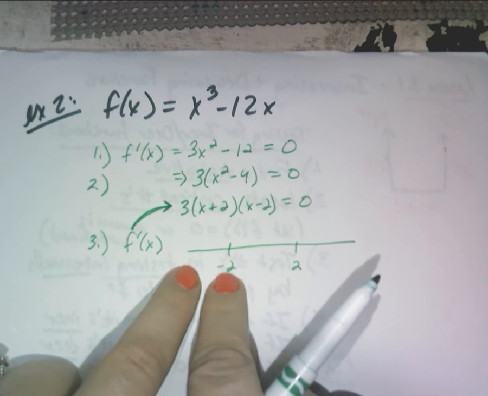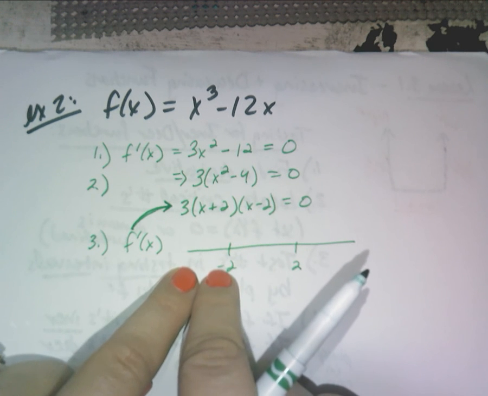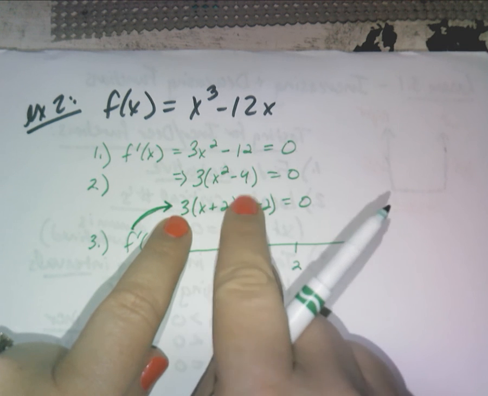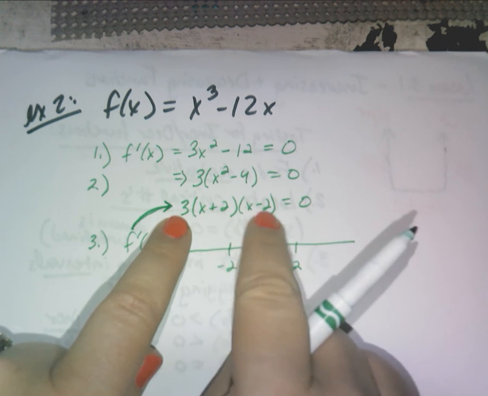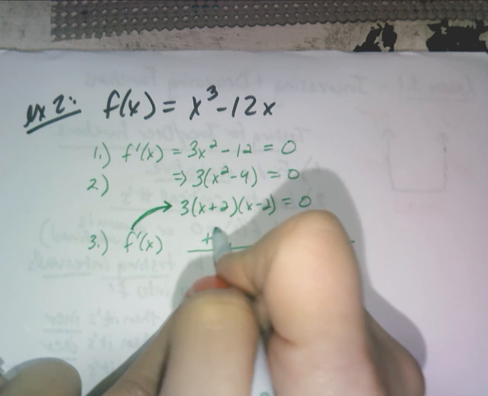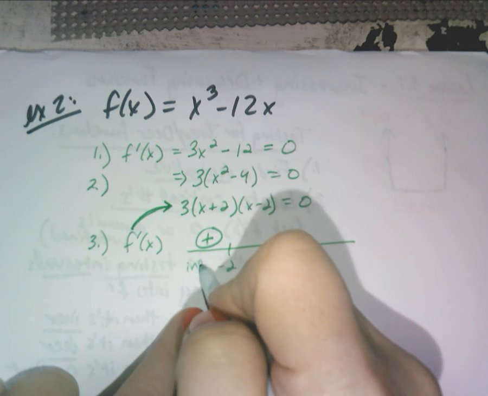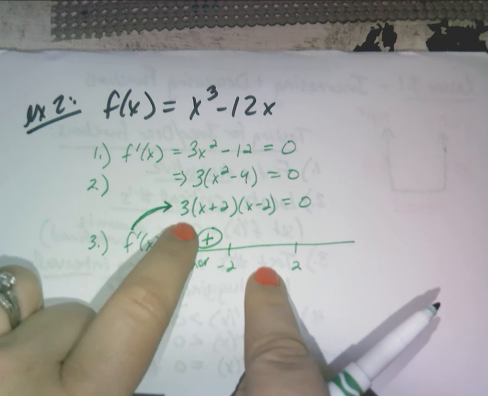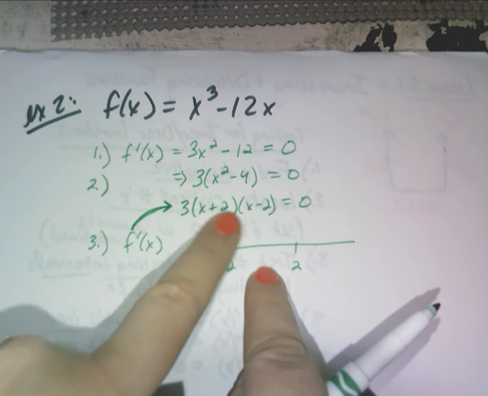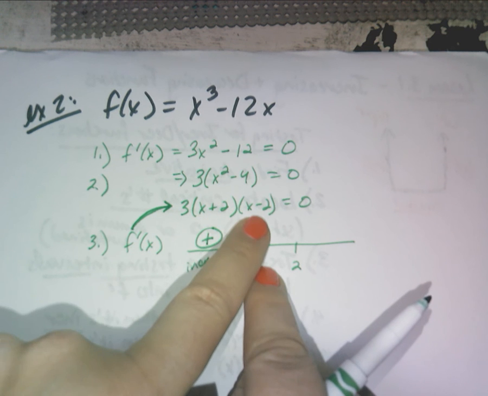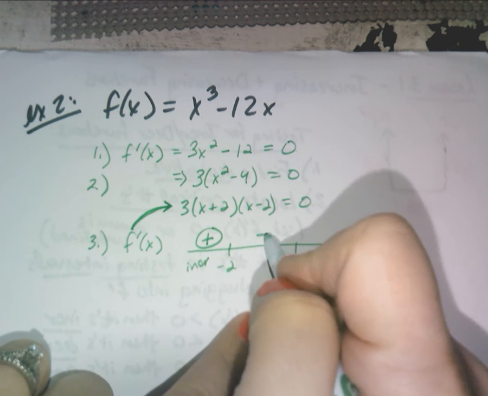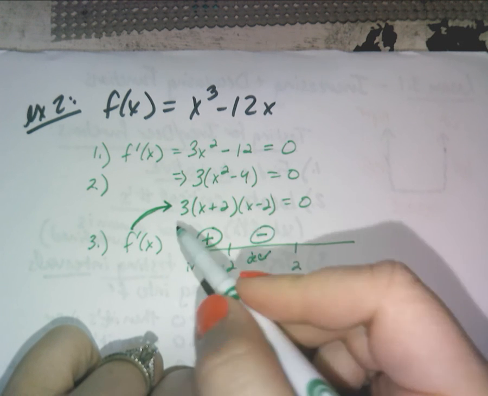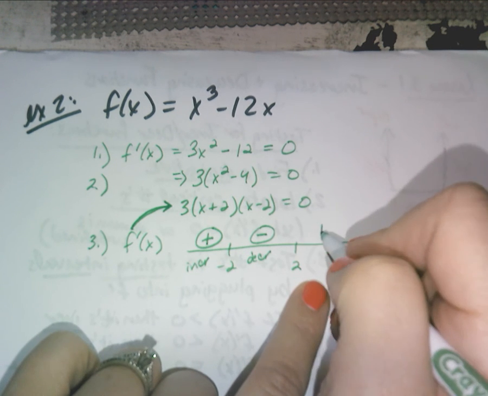So I pick a number that's less than negative 2. I mean, you could pick like negative 10. Positive, this would be negative, this would be negative. What's a negative times a negative? So it is increasing in this section. Negative 2 to 2, I don't know, pick 0. What would my sign be of this function? Positive, negative, which is negative. So it's decreasing. Pick a number after 2. What do you think is going to happen? Positive.